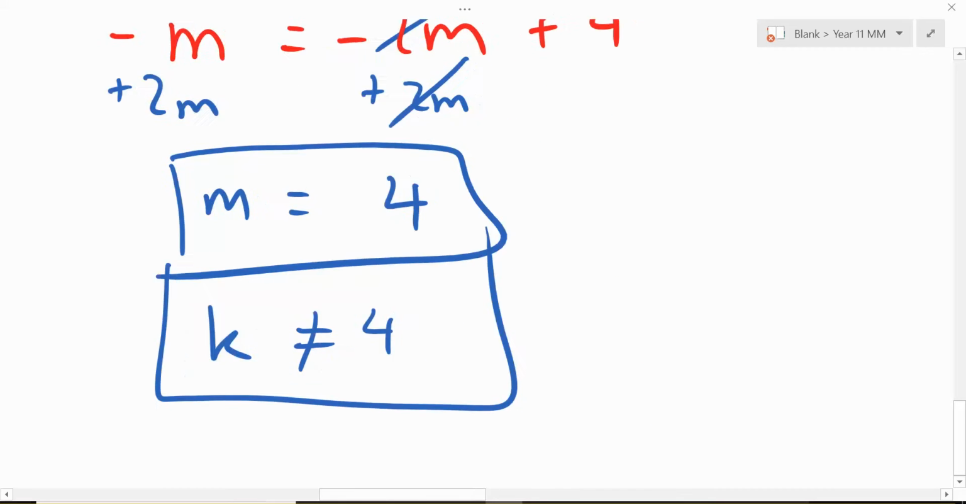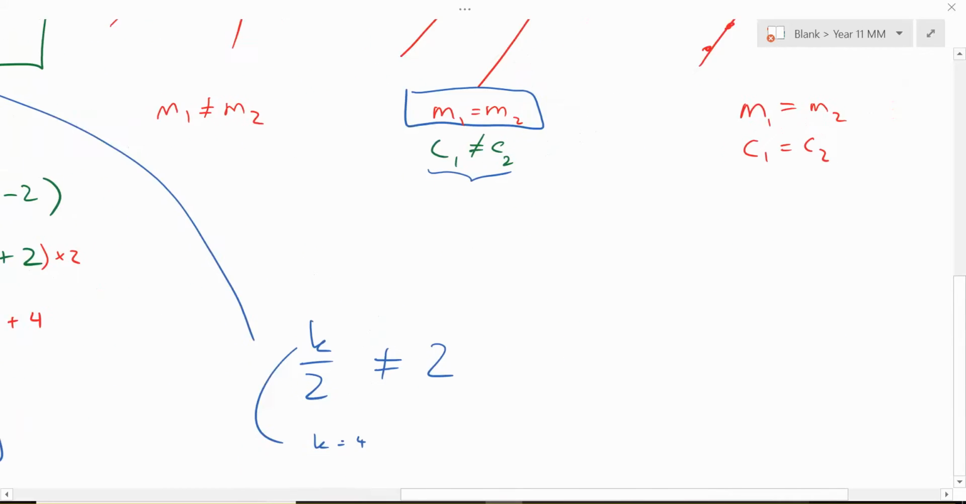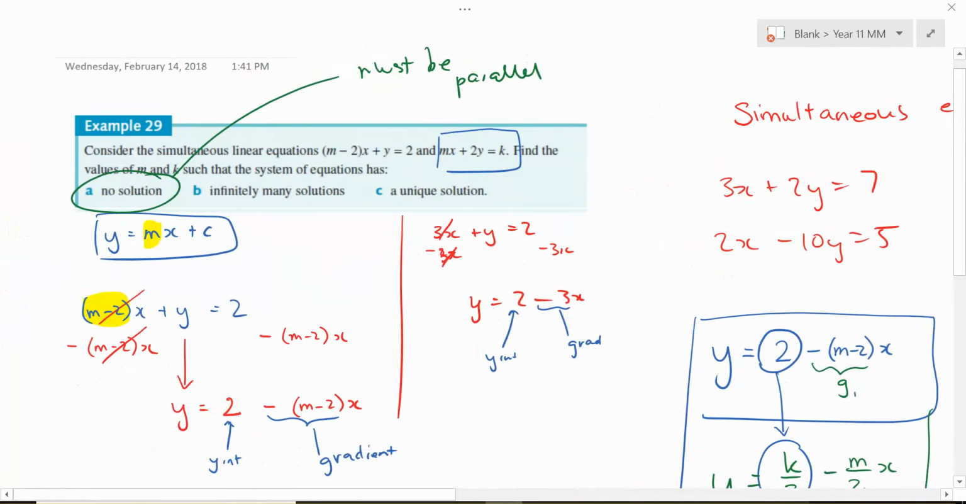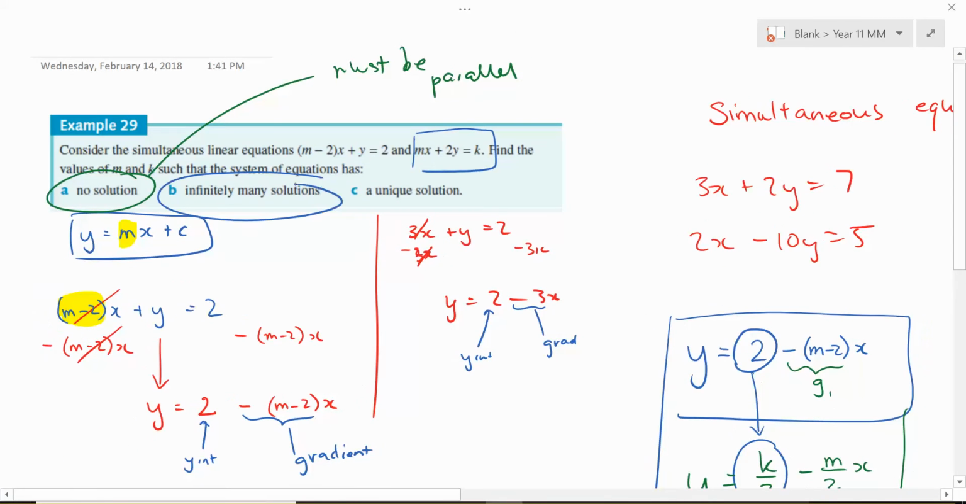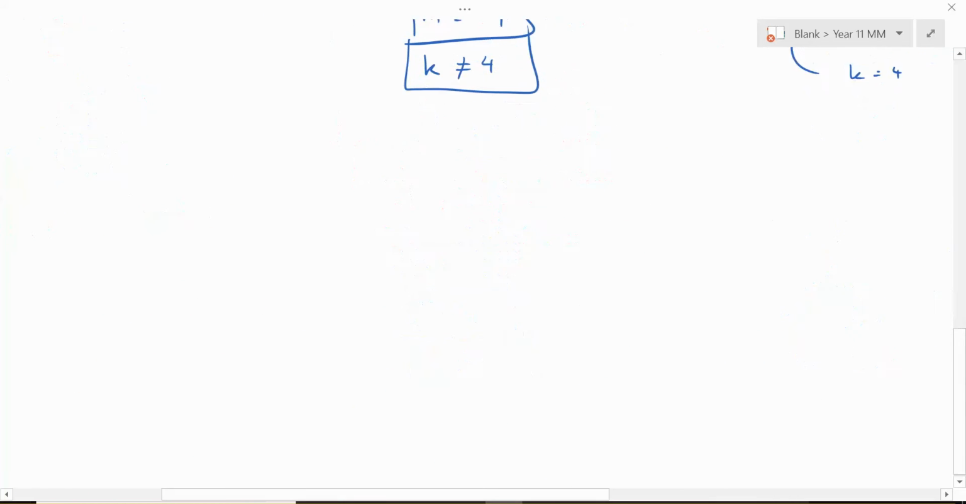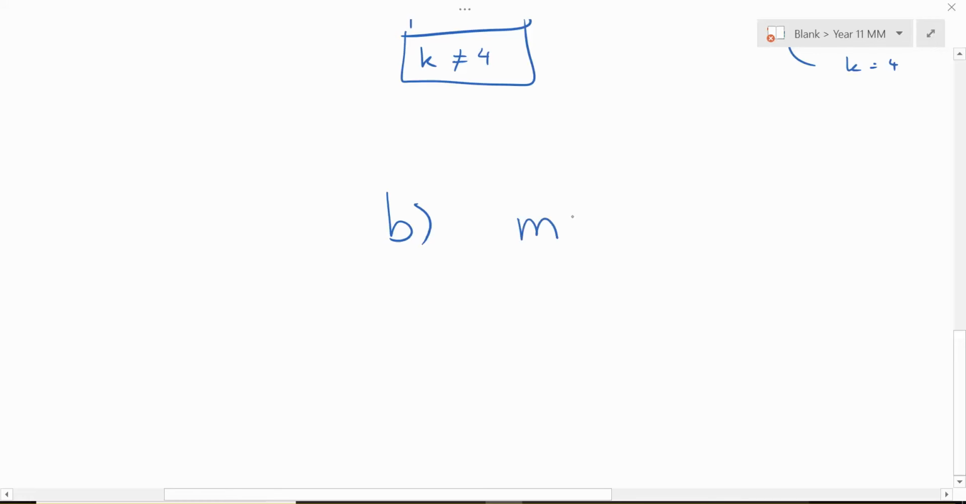Yeah? And then if you want to do the next few, you want to do infinitely many solutions. It means, see, for infinitely many solutions, this is easy. Infinitely many solutions, you already know that you need the same gradient, same y-intercept. You already found the gradient, which is 4. So to answer B was easy because you already did all the hard work already. Now you just answer the question. Gradient has to be the same, so 4, and k has to be 4 because then you get both y-intercept and gradient the same. Yeah?